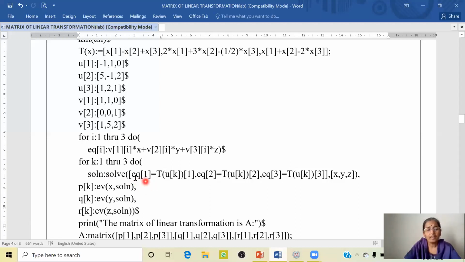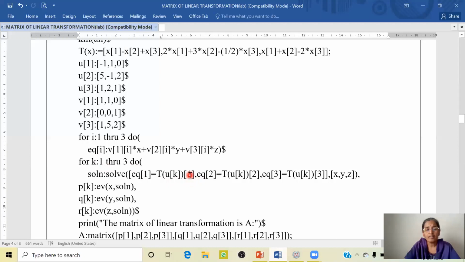So EQ of 1, when we put I equal to 1, we get equation 1, and that is equated to the image of the first basis element, UK of 1, that is when we put K equal to 1.